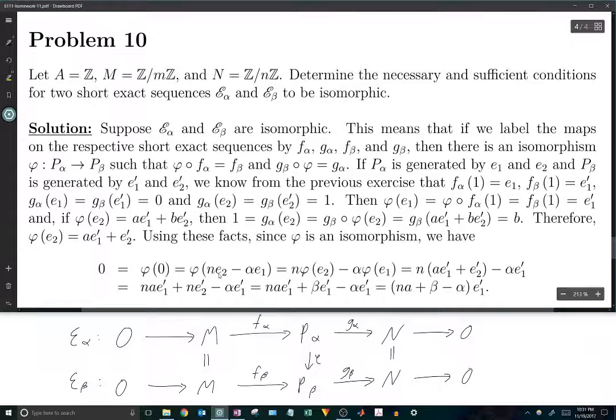Now, in P alpha, we have the relation n times E2 equals alpha times E1. So therefore, phi of 0 is phi of n E2 minus alpha E1. Then we use linearity. And then phi of E2, now we have a formula for it. And then we multiply it out. And now we know n times E2 prime is equal to beta times E1 prime. So we do that substitution. And now this becomes na plus beta minus alpha times E1 prime.